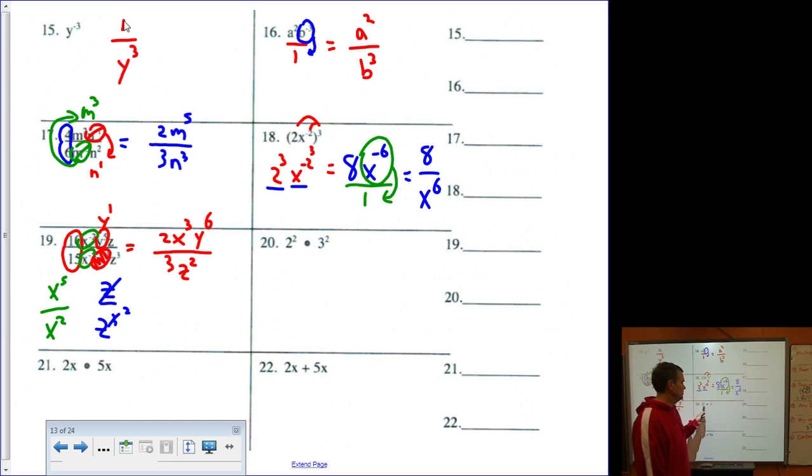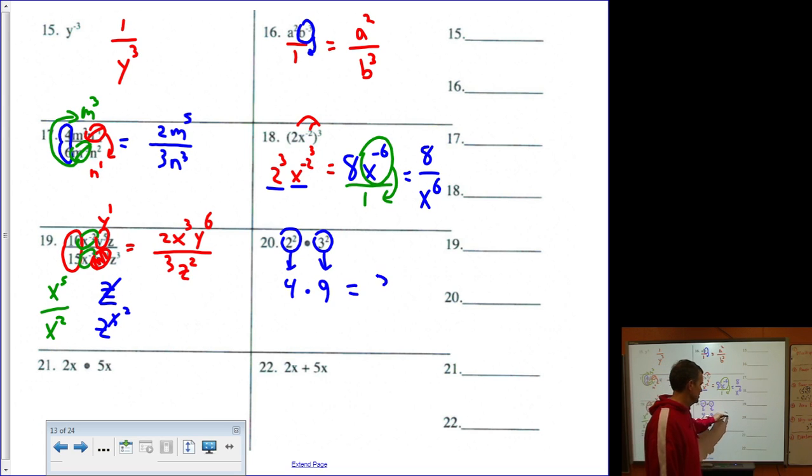Number 20. You cannot multiply these things together because they have different bases. The way you should do this is 2 to the second power is 4, 3 to the second power is 9, and 4 times 9 is 36. Number 21, 2x times 5x. This is very much like problem number 1. Multiply the coefficients and get 10. The x times x gives you x squared.